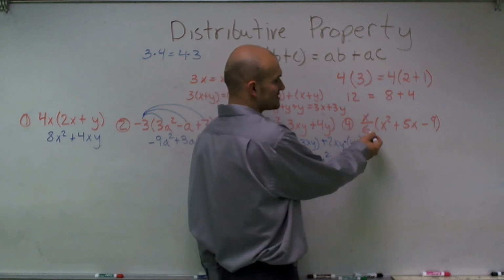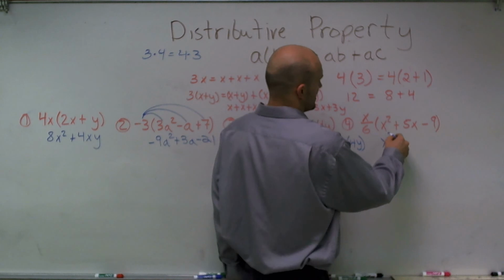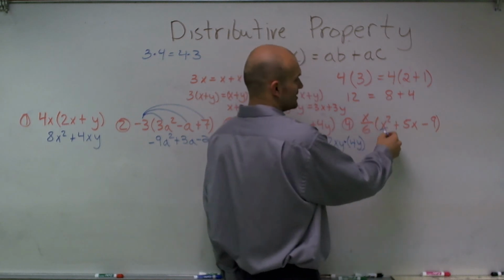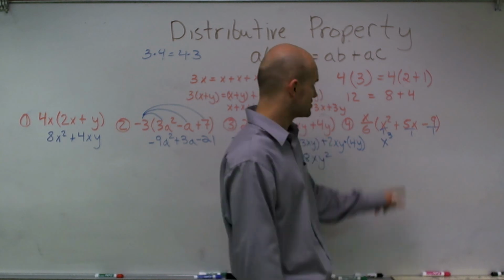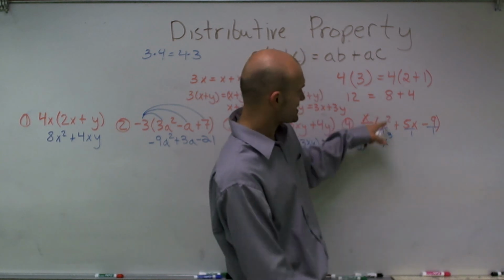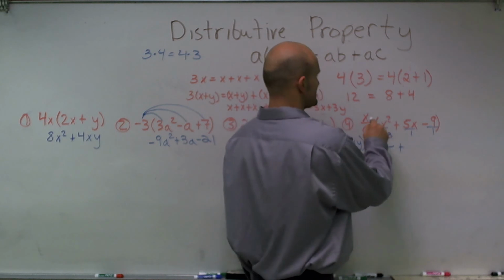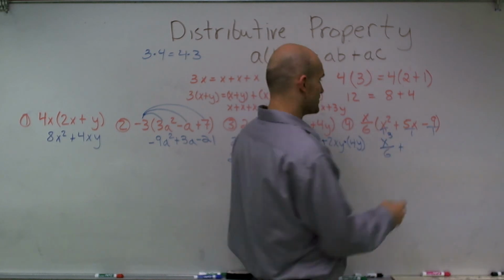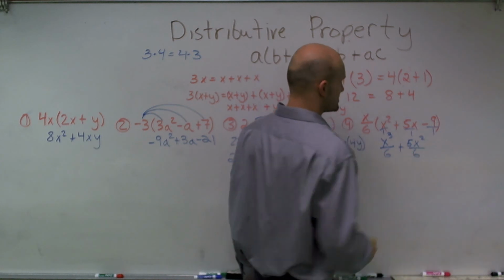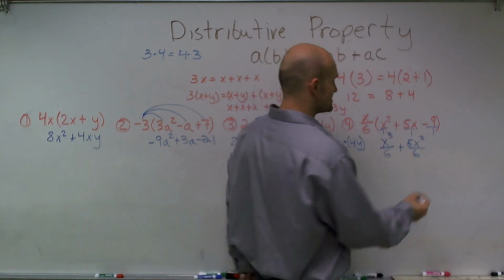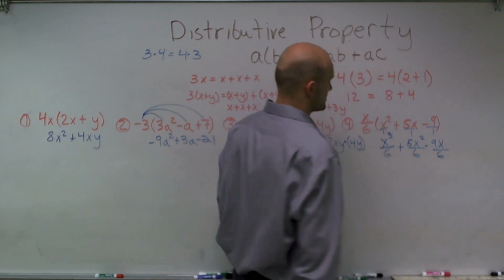So x over 6 times x squared, just because I want to show you guys what it looks like, that becomes x times x squared, right? These are all over 1. These don't have a denominator that we can see, so we put them over 1. So x times x squared is x cubed over 6. Plus x times x is x squared, so it's going to be plus 5x squared over 6. And then x times minus 9 will be a negative 9x over 6.